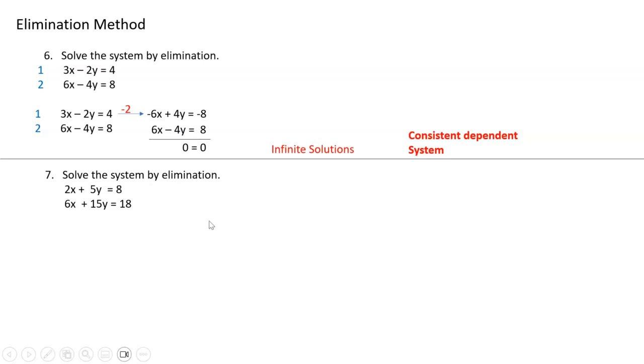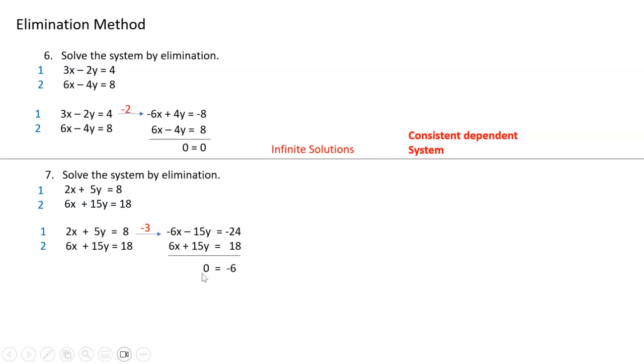Now number 7. Okay, again, I'm going to get rid of the x's. I'm going to multiply equation 1 by -3. So -3 times 2x will give us -6x. -3 times positive 5y will give us -15y. And -3 times 8 will give us -24. Equation number 2, we just bring it over. Right? So once we add them, it's going to give us 0 equals -6.